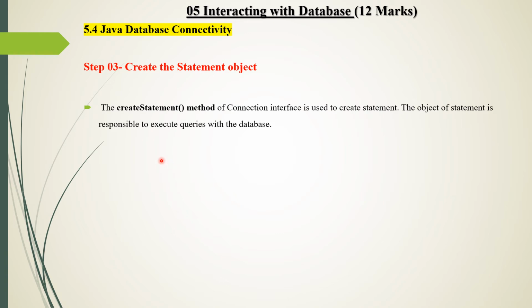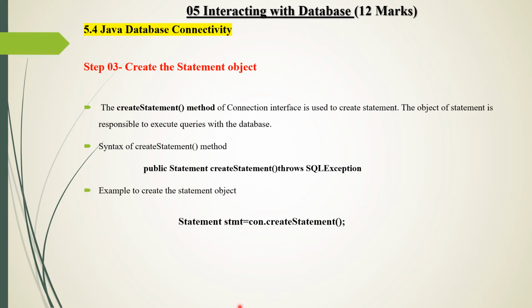In the third step, the createStatement method is very important. The syntax for the createStatement method is public Statement createStatement, which does not have any parameter and which may throw the SQLException. The example: Statement stmt = con.createStatement(). In the last step we created the connection object, that is, con is the connection object, and here we create the statement object. So Statement stmt is the statement object, equal to con.createStatement method is used.